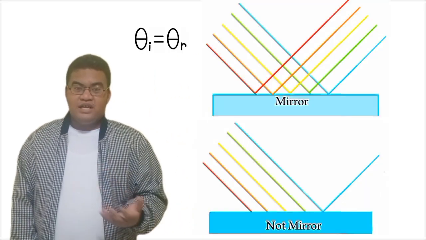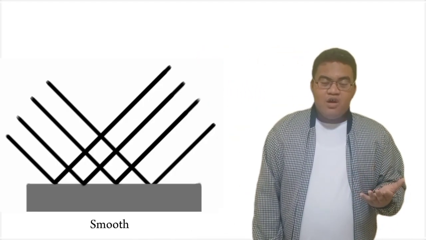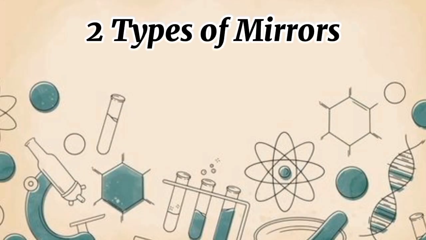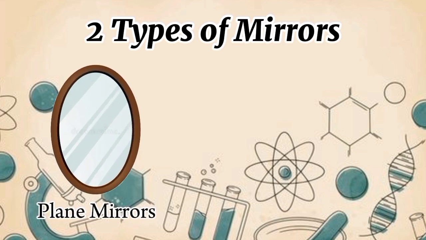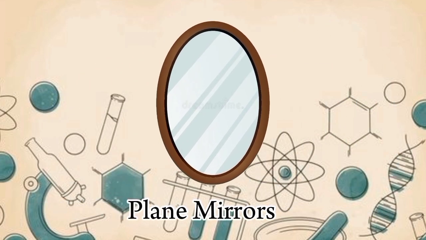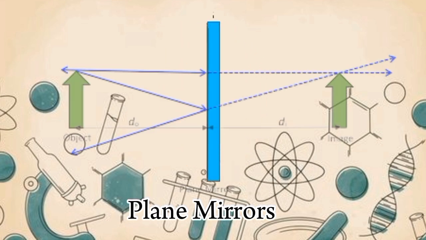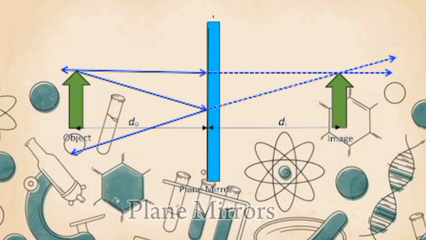A mirror portrays an image by reflecting all lights equally. The smoothness of the surface is a factor for reflecting. Smooth surfaces reflect light equally, while rough surfaces scatter it. There are two types of mirrors, plane mirrors and curved mirrors. Plane mirrors are mirrors that have a flat surface. They reflect an image that is clear and undistorted.